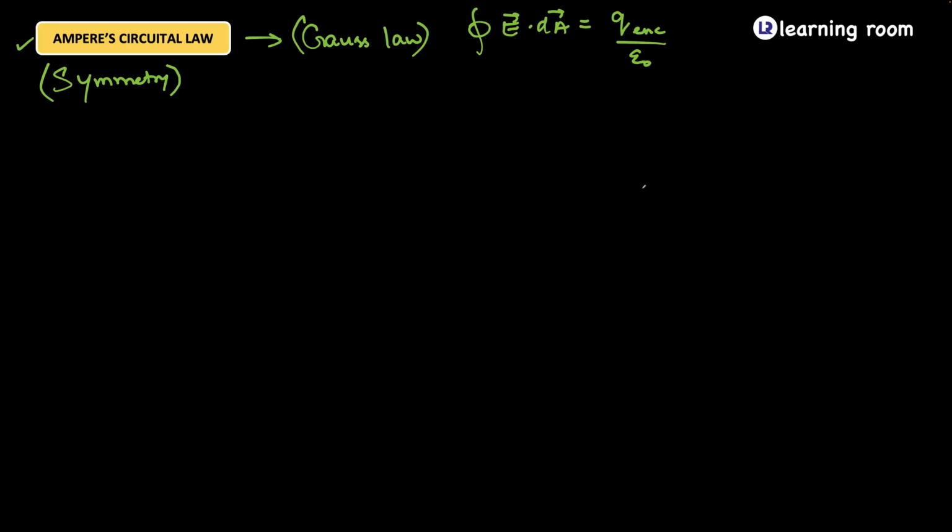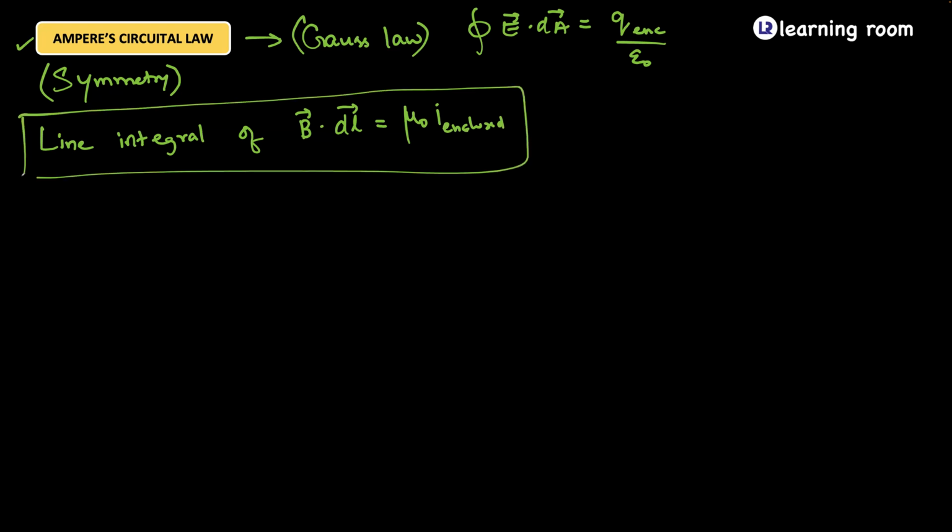So here Ampere's circuital law states like this. It states that the line integral of B vector dot dl vector is equal to mu naught times the current enclosed. Okay, it is mu naught times the current enclosed. So how is it defined? It is defined as the line integral of B vector dot dl vector.